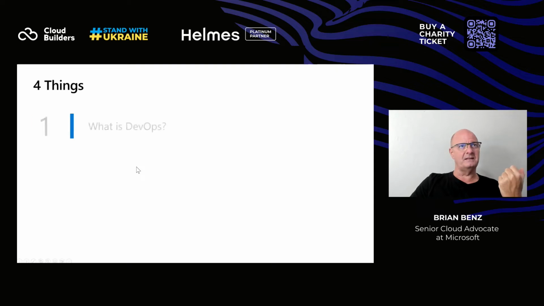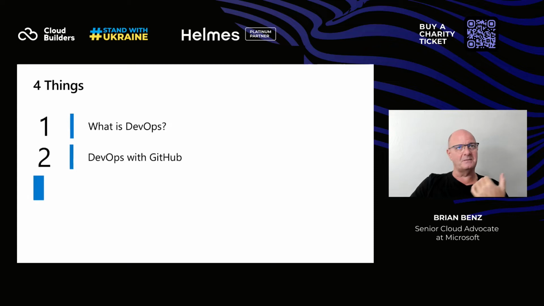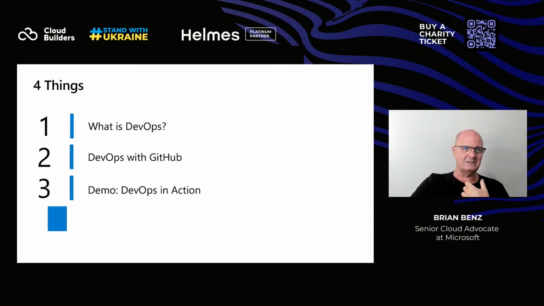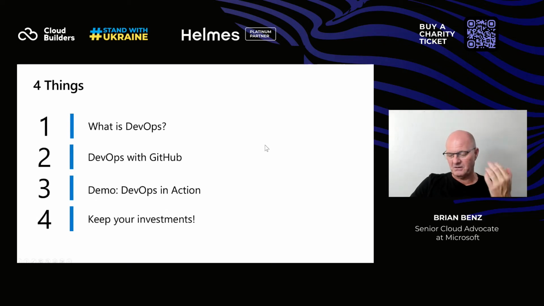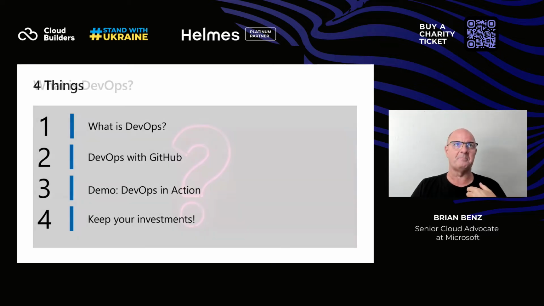So I'm going to cover four things. What is DevOps? I'm going to do DevOps with GitHub. I'm going to talk about that a little bit. And then we're going to have the demo, as I mentioned, which is going to be most of the presentation. And I'm going to talk about how you can keep your investments, because a lot of folks already have investments in the cloud, and they have investments in DevOps tools and technologies. I'm going to show you how you can actually keep those and just make them better with the things I'm going to show you today.